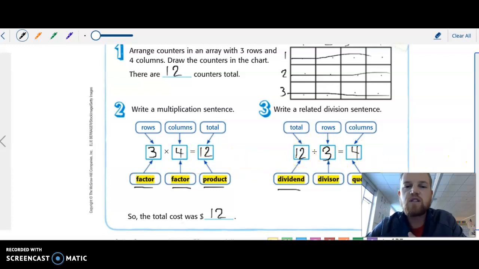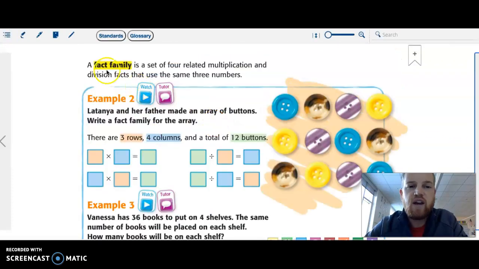All right, and this is an example of what's called a fact family. A fact family is a set of 4 related multiplication and division problems that use the same 3 numbers. You might have seen this before with addition, where we can create addition and subtraction fact families. We're using the same 3 numbers to make 4 addition and subtraction problems. We're going to do the same thing now with multiplication and division.